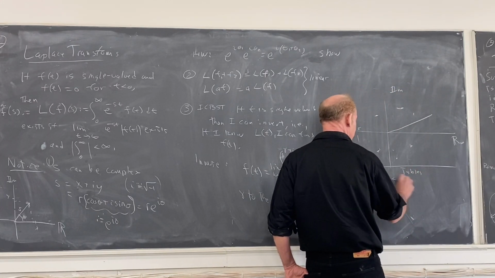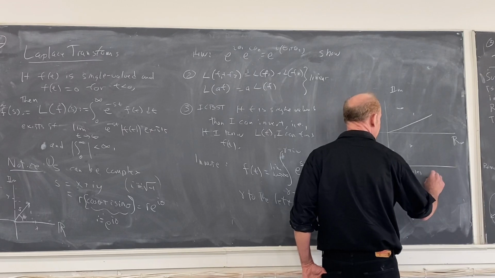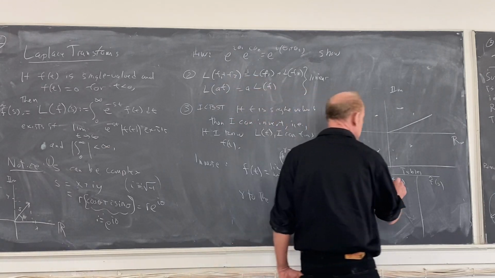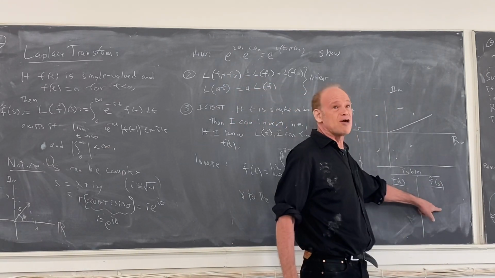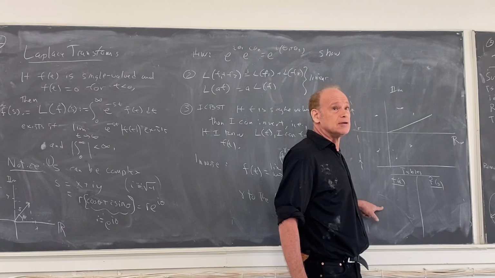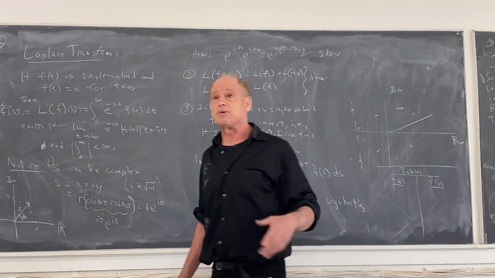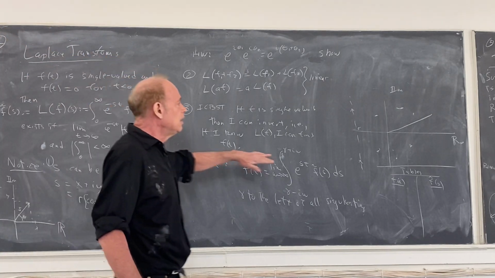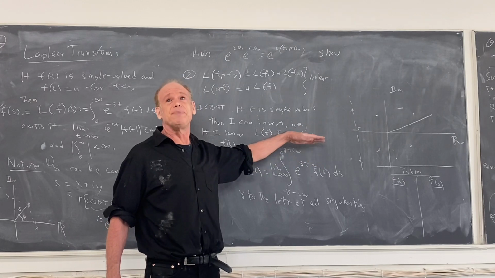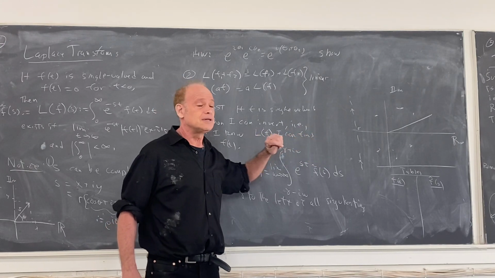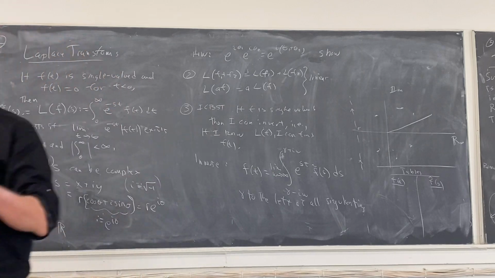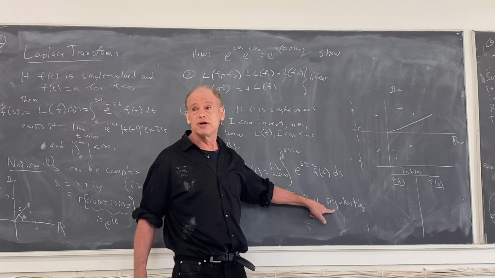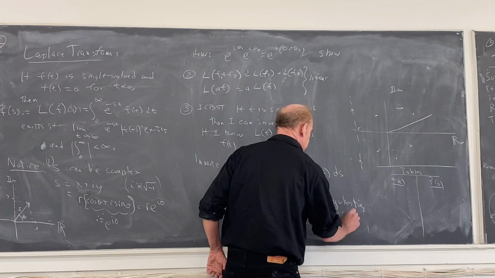The tables have f of t on this side and f tilde of s here. And the way we're going to do it in this class is we're going to look in the table for f tilde of s and then read across for f of t. That's the way we're going to do it. And you can find tables online, because it's a lot of work to do it this way, and once someone's done the work, there's no reason to repeat it. Are there any questions? Gamma to the left of all singularities of f tilde of s.